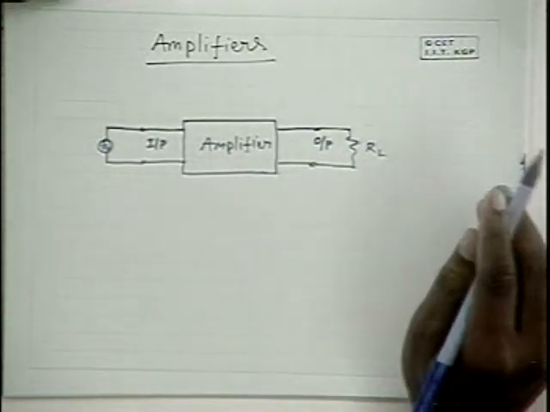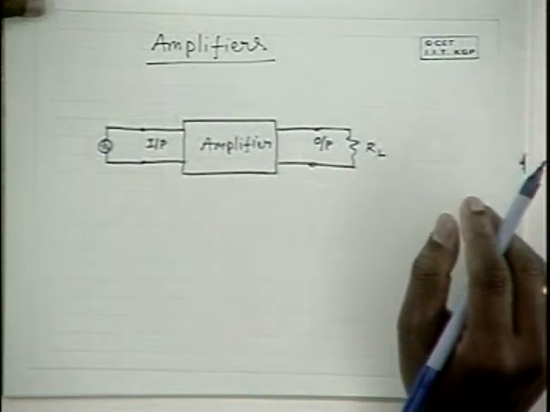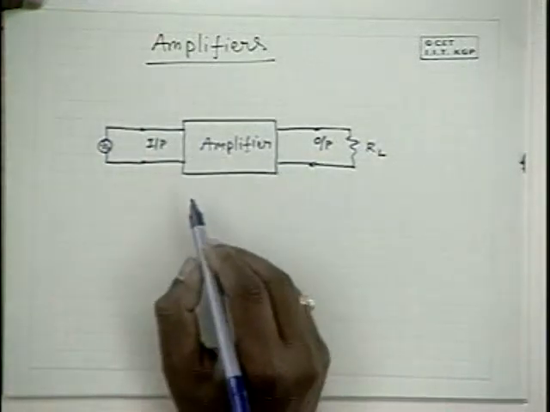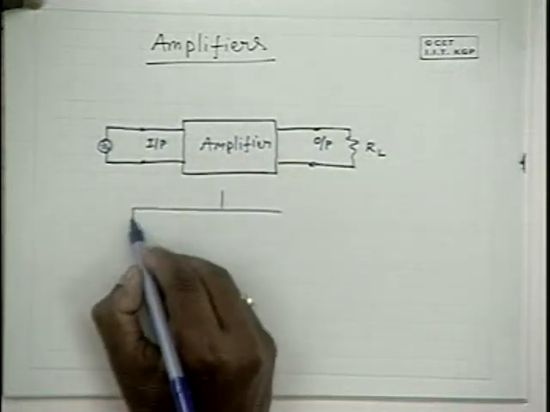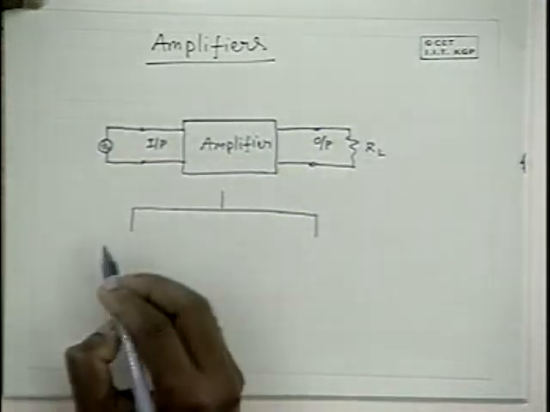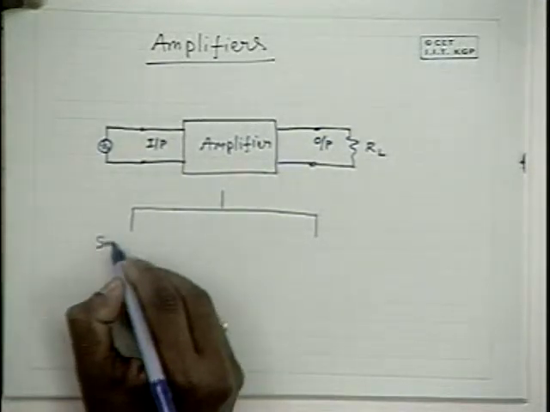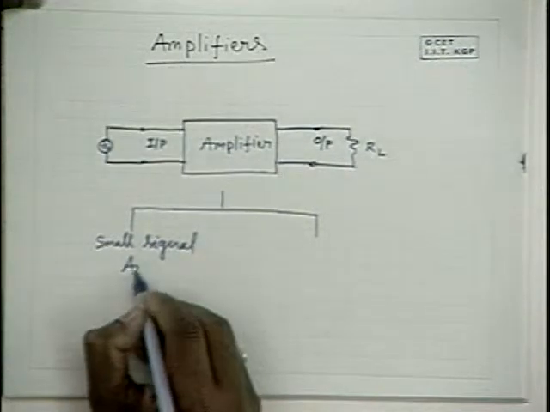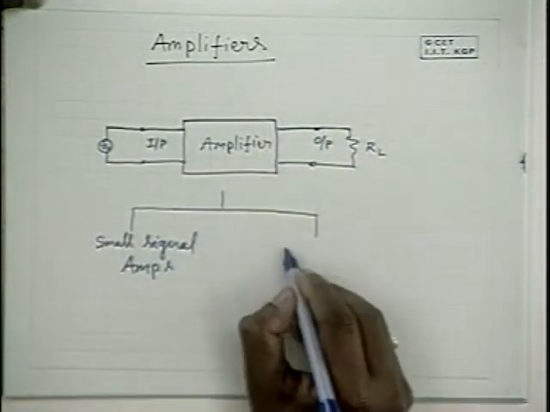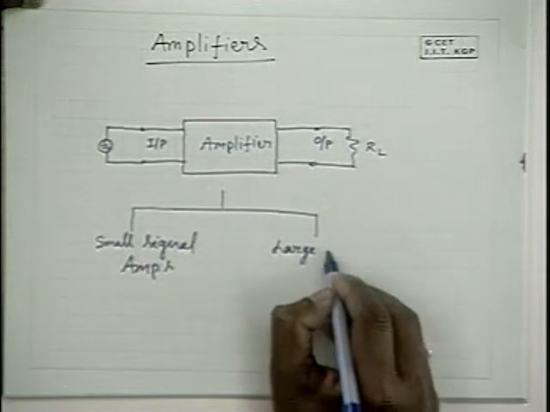There are different means by which the amplifiers can be classified. One appropriate way of doing it is by means of the signal strength. By means of signal strength, we have small signal amplifiers and large signal amplifiers as the classification.